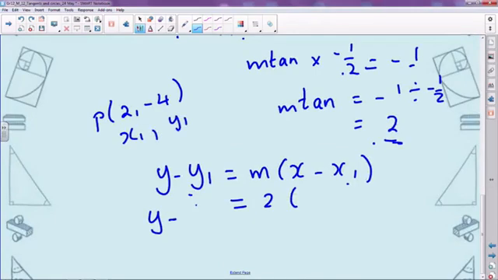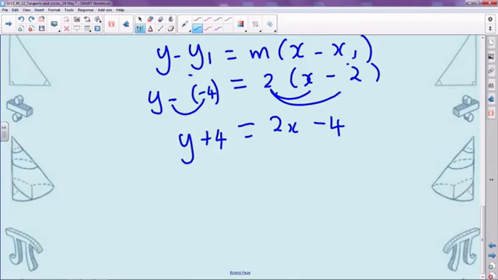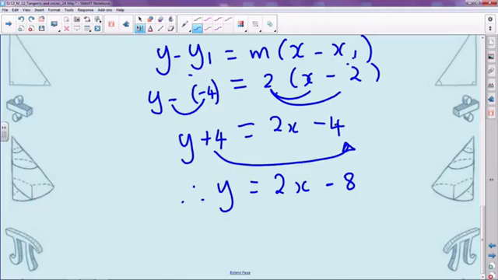So therefore I'm going to say y minus y1, which is -4, is equal to 2 times x minus x1, which was 2. All right, so we'll get 2x minus 4. I'm just distributing into the bracket. And then we get y, minus times minus is a plus, so I get y plus 4 is equal to 2x minus 4. Therefore, y will be equal to 2x minus 8. Okay, how did I get minus 8? Bring the 4 over to the right-hand side. It becomes -4, -4, -4 gives me -8. So therefore, we've got the equation of this tangent line.